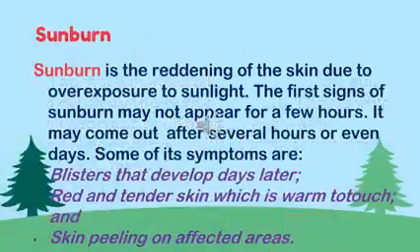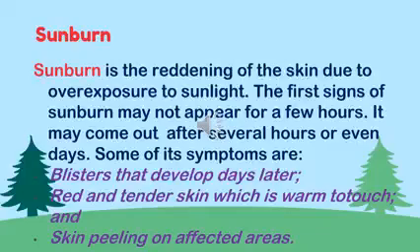Sunburn. Sunburn is the reddening of the skin due to overexposure to sunlight. The first signs of sunburn may not appear for a few hours. It may come out after several hours or even days. Some of its symptoms are blisters that develop days later, red and tender skin which is warm to touch, and skin peeling on affected areas.